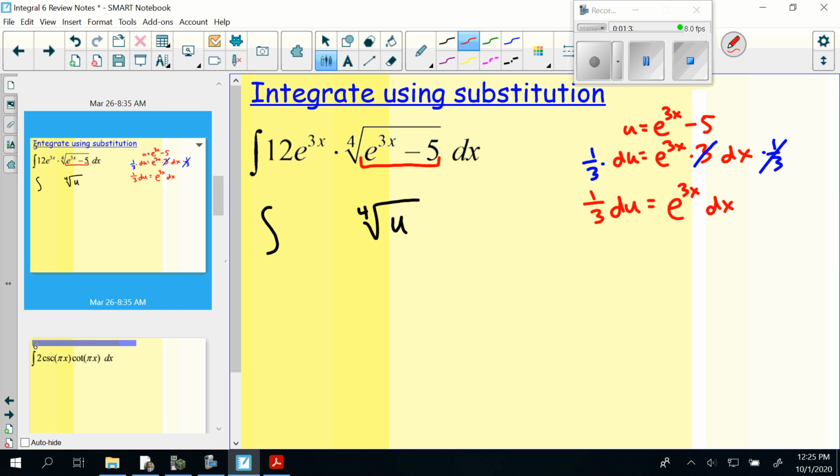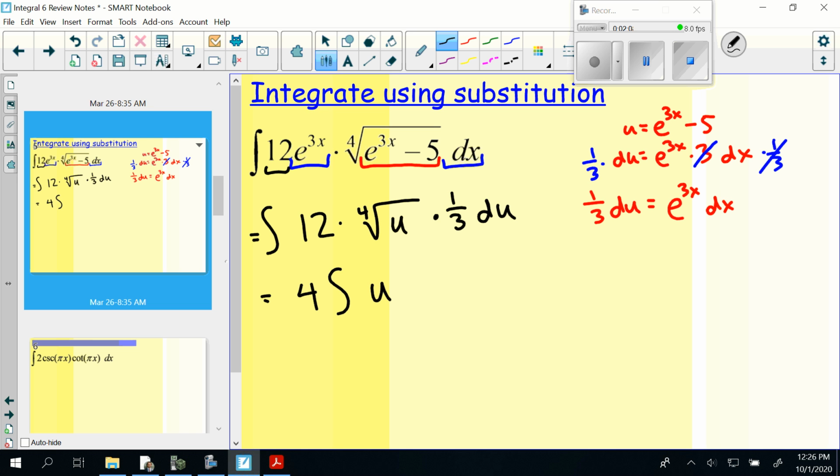So when we substitute now, this and that will turn into our 1/3 du. And then we still didn't do anything with this 12, so that 12 would come down. So now to integrate this, let's simplify our constant and pull it out. 12 times 1/3, or 1/3 of 12, is 4. We'll pull that outside of our integral.